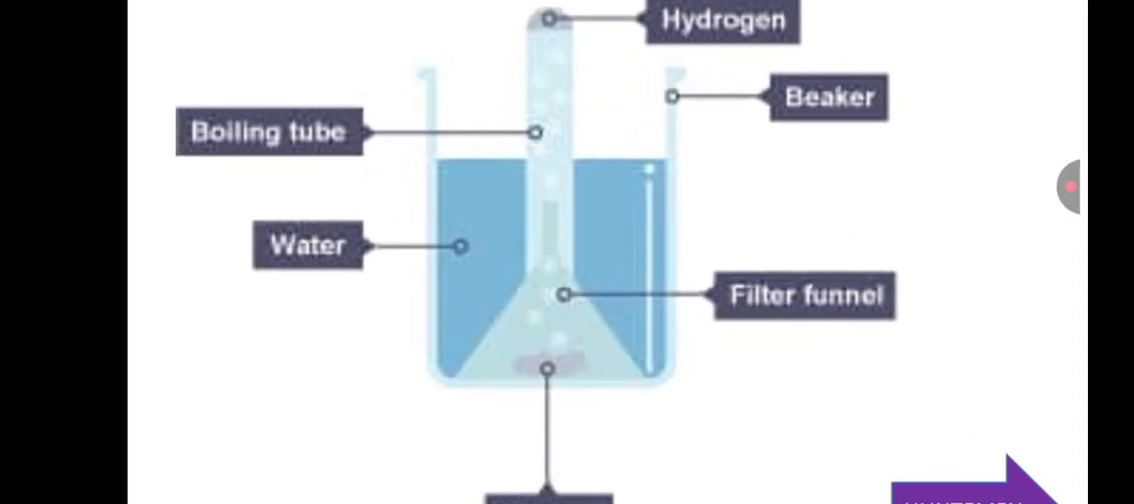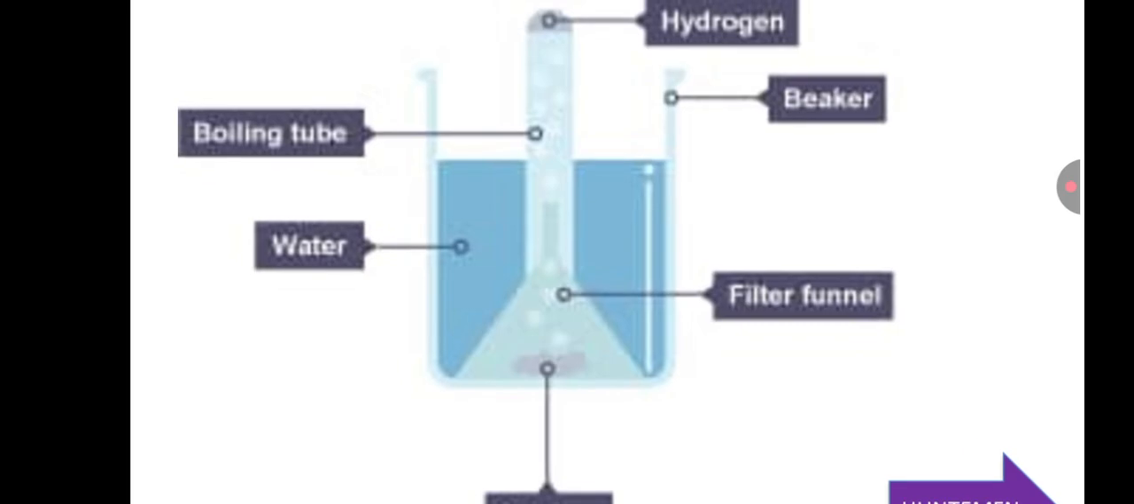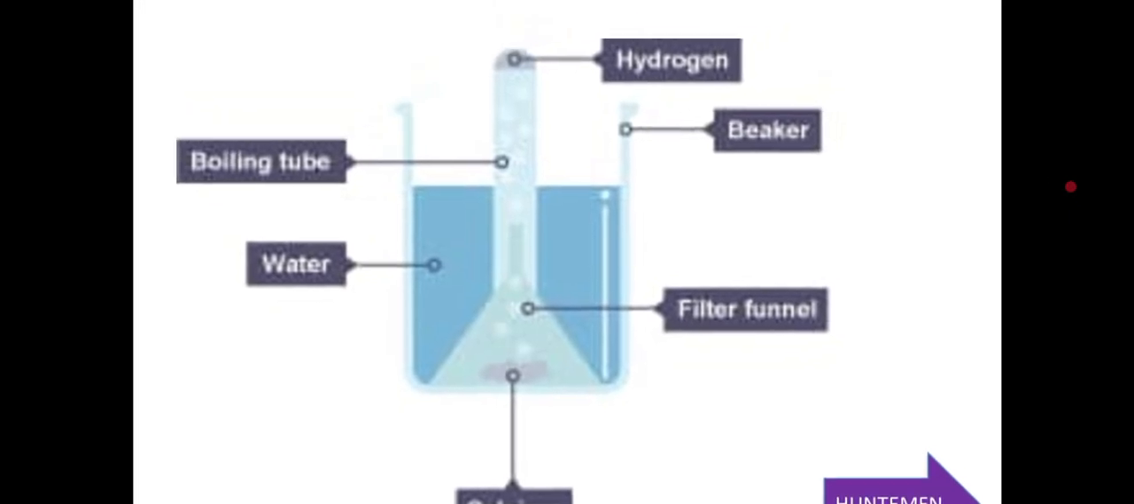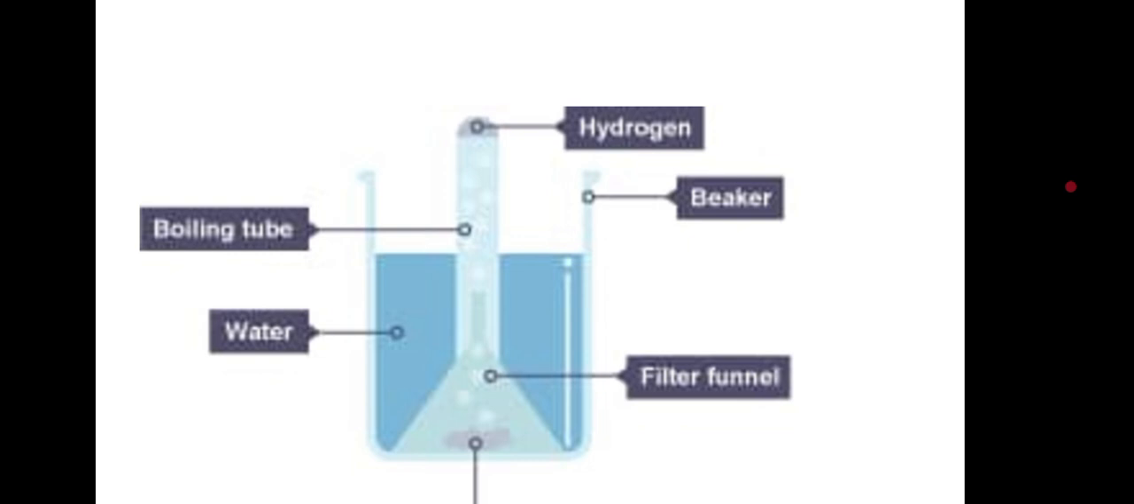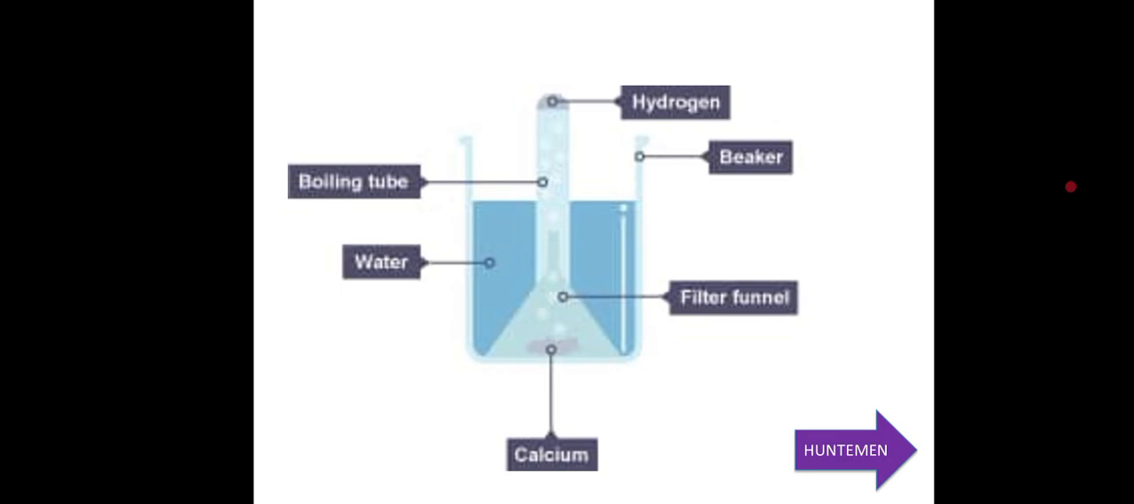Look at this image. At the top, the gas we are expecting here is hydrogen. We have the beaker, we have the filter funnel, and we have the calcium in the funnel being covered by the funnel. And at the tip end of the funnel, it was closed for us to trap the hydrogen gas.